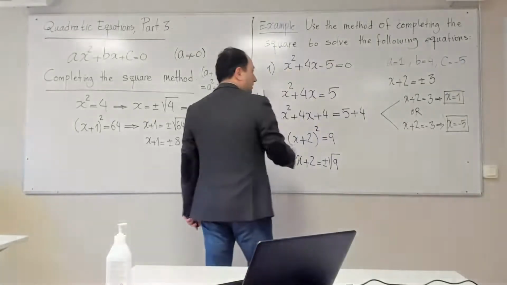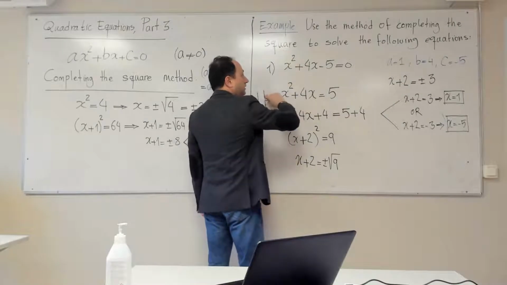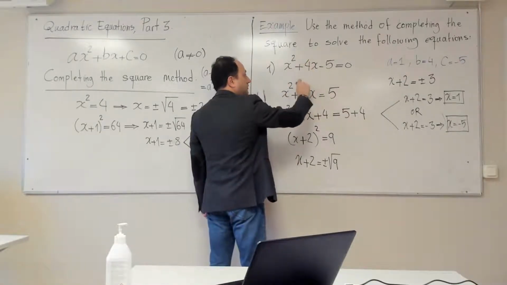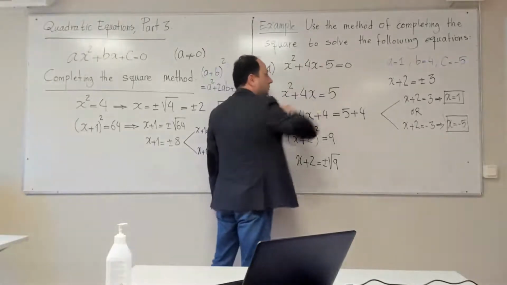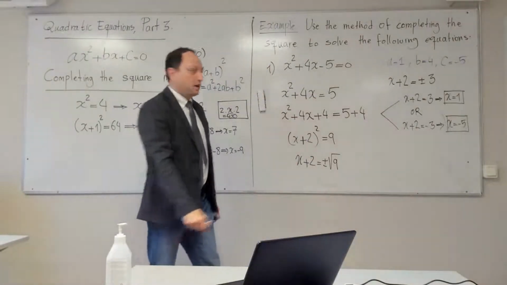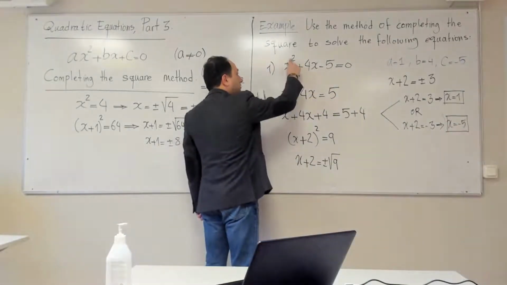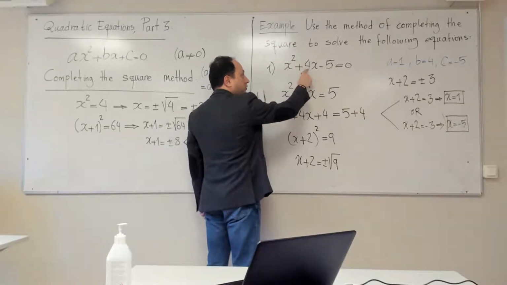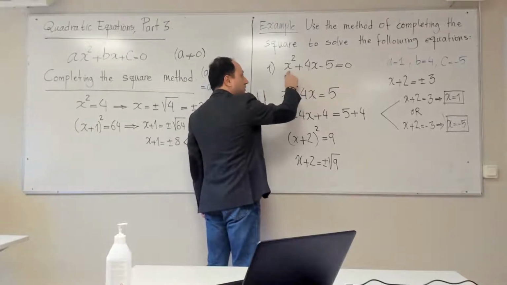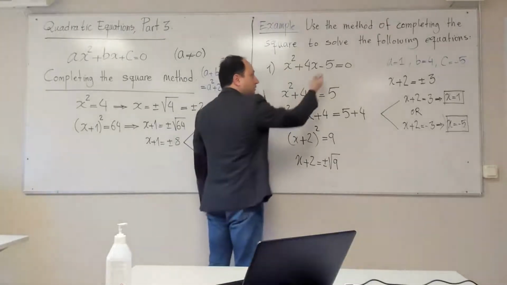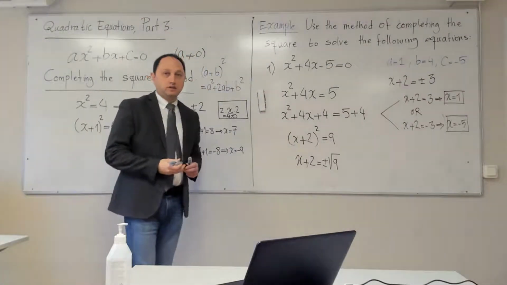Okay, we can check. If I take 1 and put it here, 1 to the 2 is 1. 4 times 1 is 4. 4 and 1 becomes 5. Minus 5 is equal to 0. So that is correct. I will take the other one, minus 5. I put it here. Minus 5 to the 2 is 25. 4 times minus 5 is minus 20. Minus 20 and 25 is 5. Minus 5 is again 0. So the answers that I've got are exactly correct.